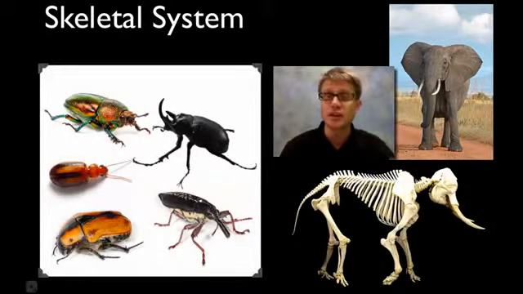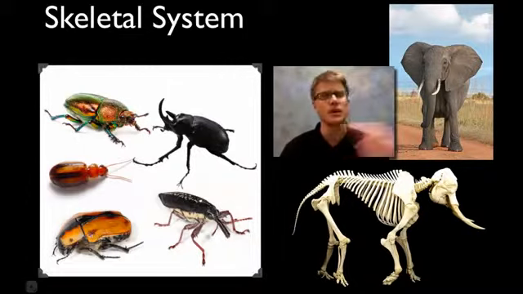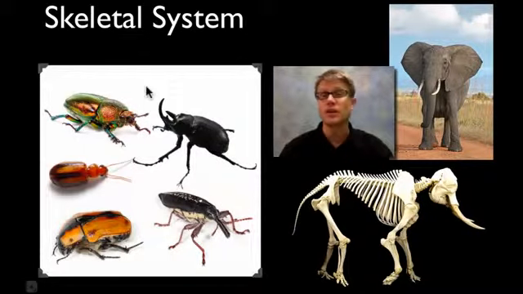Before we get to the human skeletal system, you should know that there are two different types of skeleton. We could have an exoskeleton, in other words, our skeleton on the outside, like we find in these beetles, or we can have an endoskeleton. That's like us, we have our skeleton on the inside.